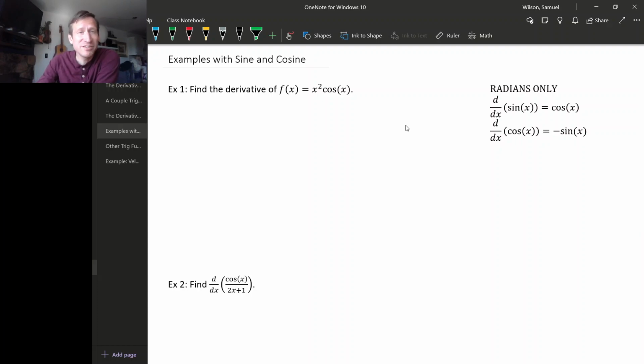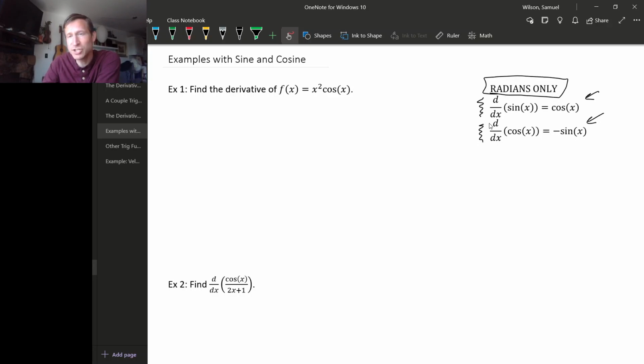So at this point, we've done the hard work to figure out the derivative of sine and the derivative of cosine, and they're both over here. The derivative of sine is cosine, and the derivative of cosine is negative sine of x. Now, something that's important to remember about these is that these derivatives are true only if we're using radians.